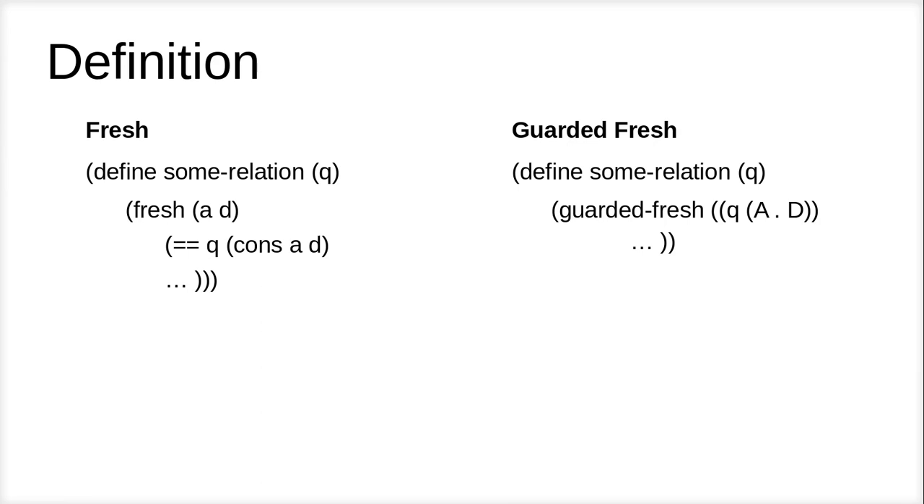Of course, this is not a talk about syntactic affordances primarily. What is important about this form is that it supplies the implementation with two pieces of information. First, that the subgoals of this guarded fresh goal depend on q. And second, that q is a complex term that may contain unbound logic variables.